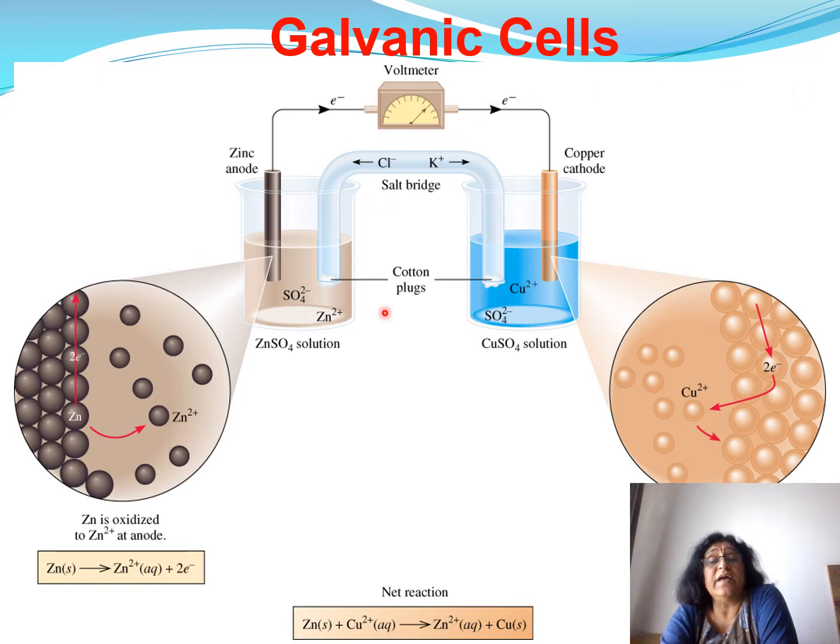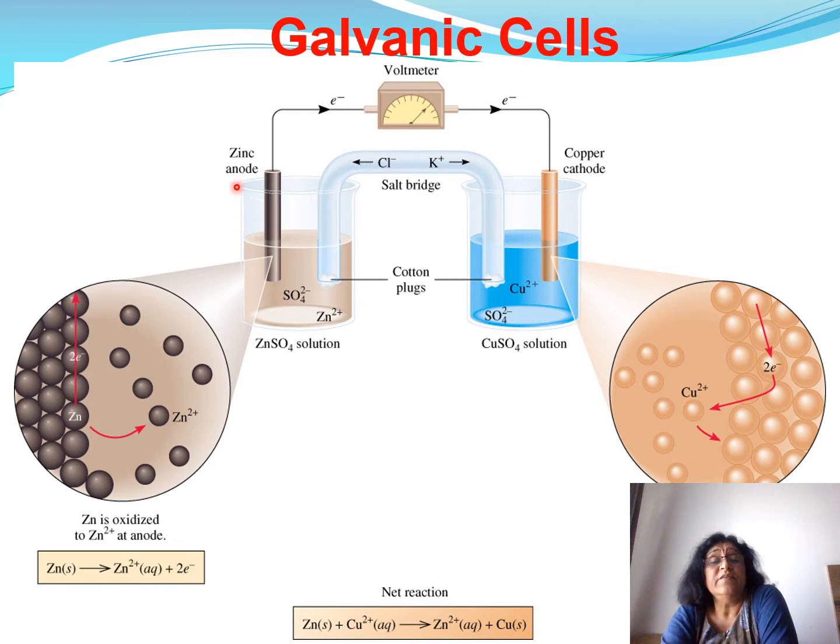Okay. Now this is a galvanic cell. You see here two beakers are given. In one beaker, a zinc anode is dipped in zinc sulfate solution. In another beaker, copper is dipped in copper sulfate solution. And these two are connected to a voltmeter. And then these two solutions are also connected by an inverted U tube which contains potassium chloride, an inert electrolyte, and this is called a salt bridge.